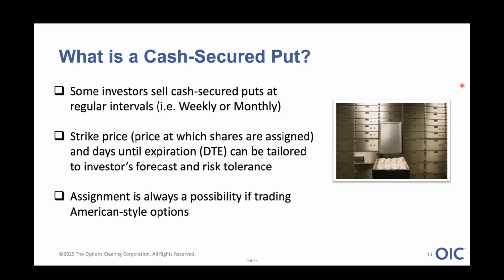But keep in mind that if we get assigned on a cash secured put, that should be a welcome event, right? Because if shares are trading at 100 and we sold the 90 level put, we're happy to buy shares at 90, okay? If we get assigned, we should still be happy to buy shares at 90 on a pullback, unless something changes, of course.